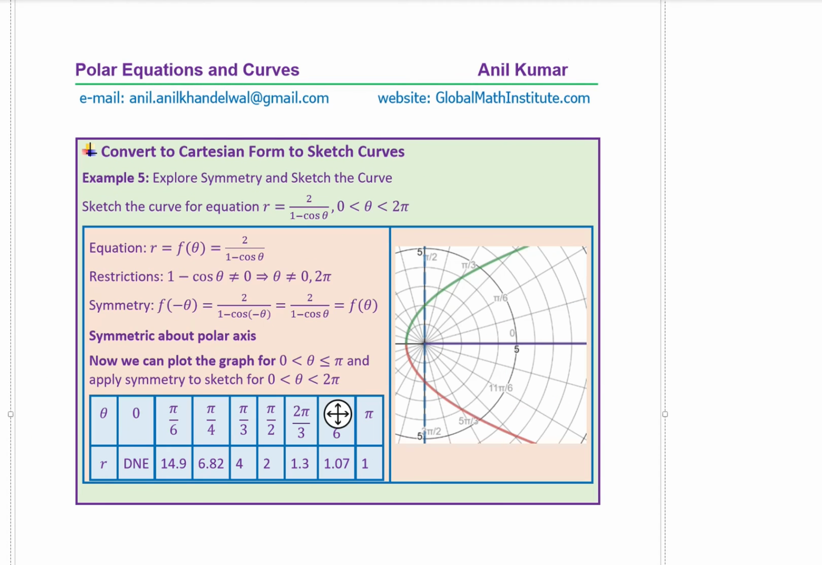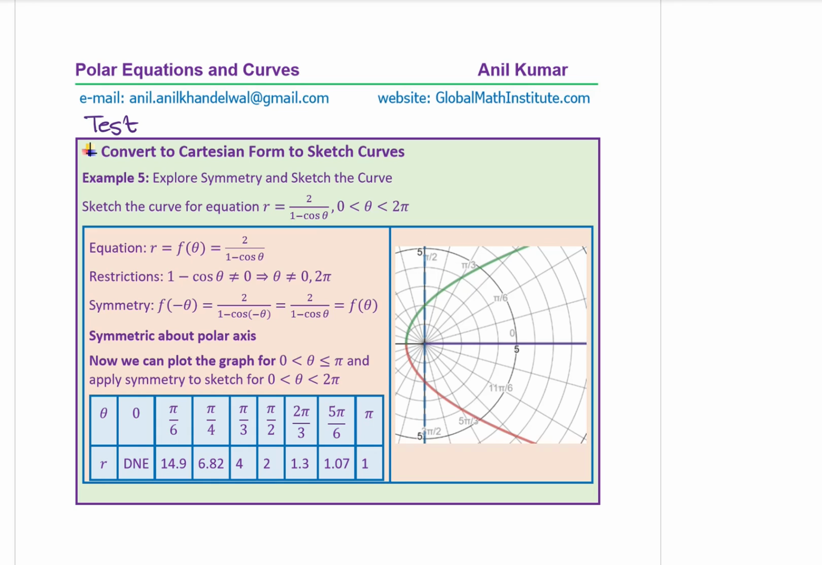Now here is the last example. I would like you to pause the video. Take this as your test question, correct? So treat this as your test question. We need to sketch the curve for the equation r equals 2 over 1 minus cos theta, where theta is between 0 and 2 pi.